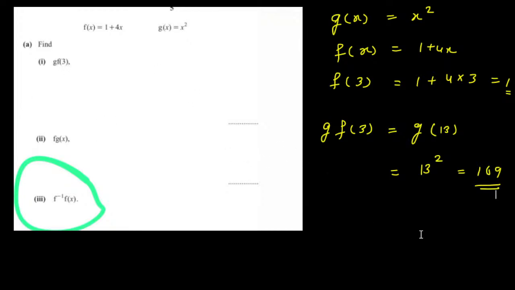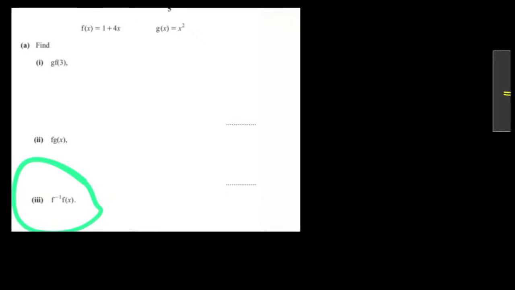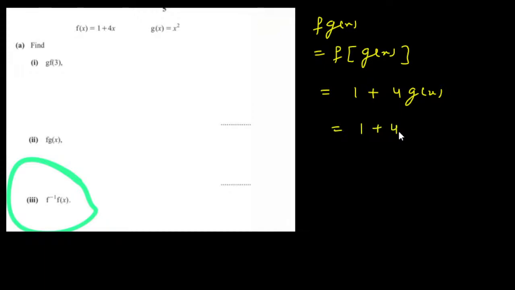Now the second question is f of g(x). In function f(x), the x will be replaced by g(x). So it will become 1 plus 4 g(x), and the value of g(x) is x square. So 1 plus 4x square is f of g(x).